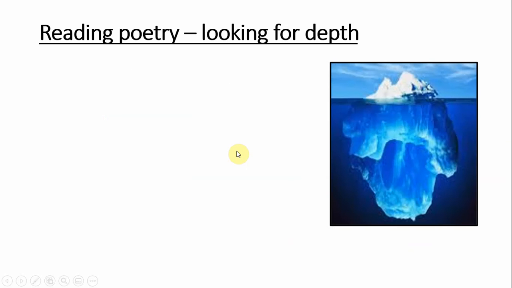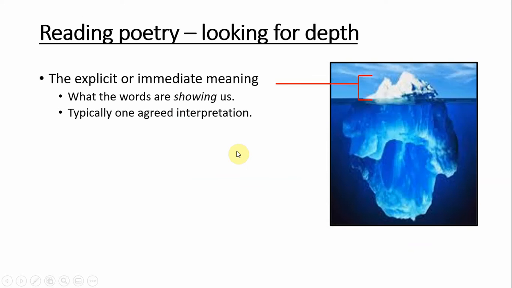So when we read poetry, we're looking for depth. Here's our friend the iceberg again. You'll be seeing a lot of him. And at the top, above the water, we have the explicit or the immediate meaning. It's not hidden. It's right there to be seen. And this is what the words are showing us. It's typically one agreed interpretation. If the character said, I ran, the character ran. They're showing us that they moved quickly in a direction. And that's a good starting point, but we can't stop there. Nobody's going to be impressed by my ability to say what a word is showing me.